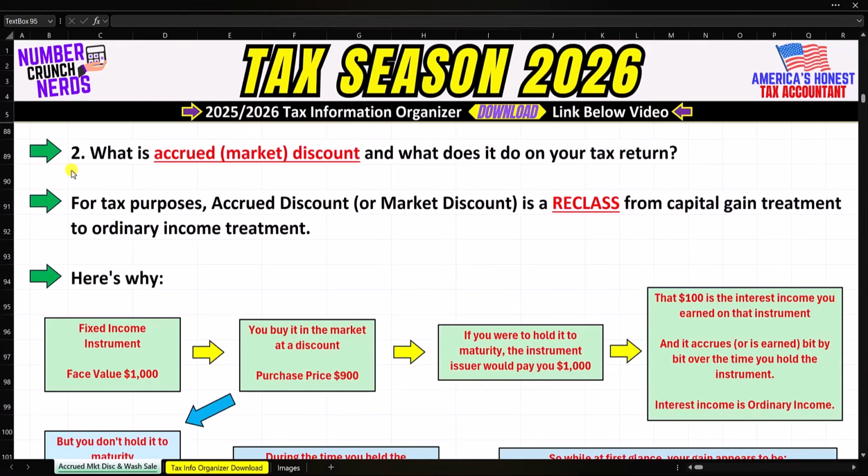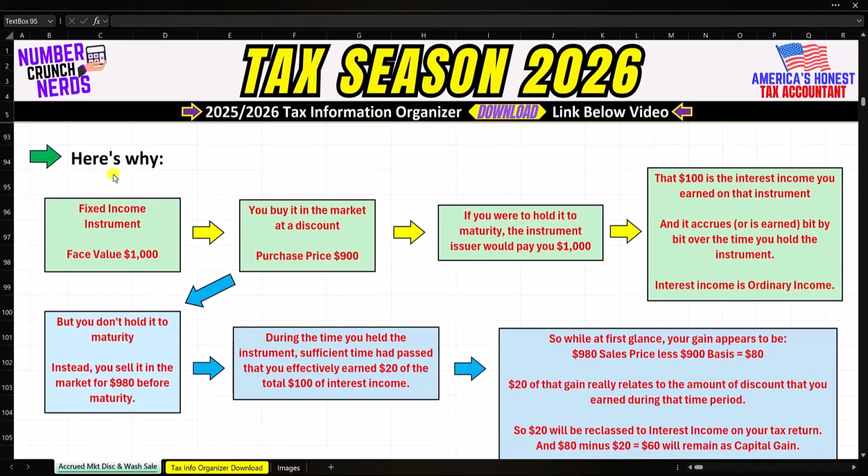Okay, so now going back to pop quiz question number 2, what is accrued market discount and what does it do on your tax return? Well, for tax purposes, accrued discount or market discount is a reclass from capital gain treatment to ordinary income treatment. Now, here is an example of why that is the case.